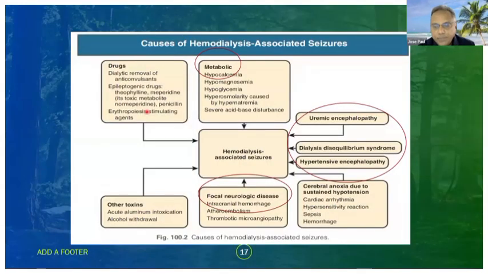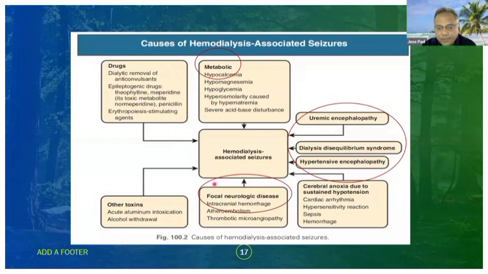Now we'll come to the causes of seizures. The causes of seizures are again multifactorial. Among these, I'll just highlight a few things. One is uremic encephalopathy. Another is dialysis disequilibrium syndrome. Another cause can be hypertensive encephalopathy. As I already told, you have to rule out a cardiac arrest, so feel for the pulse and look for the rhythm on the ECG monitor.